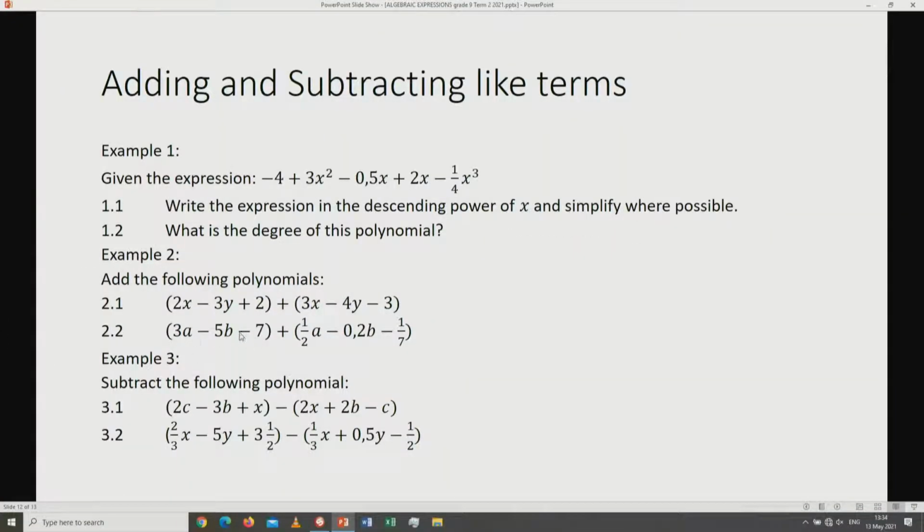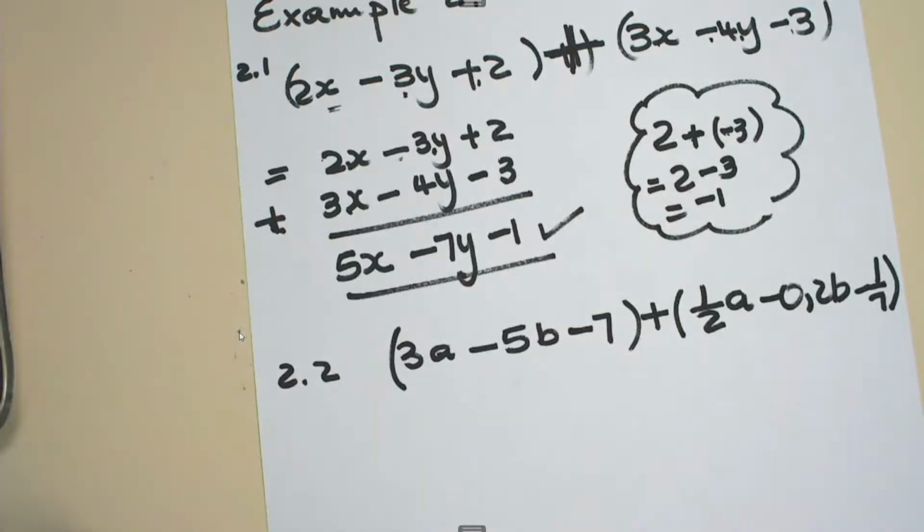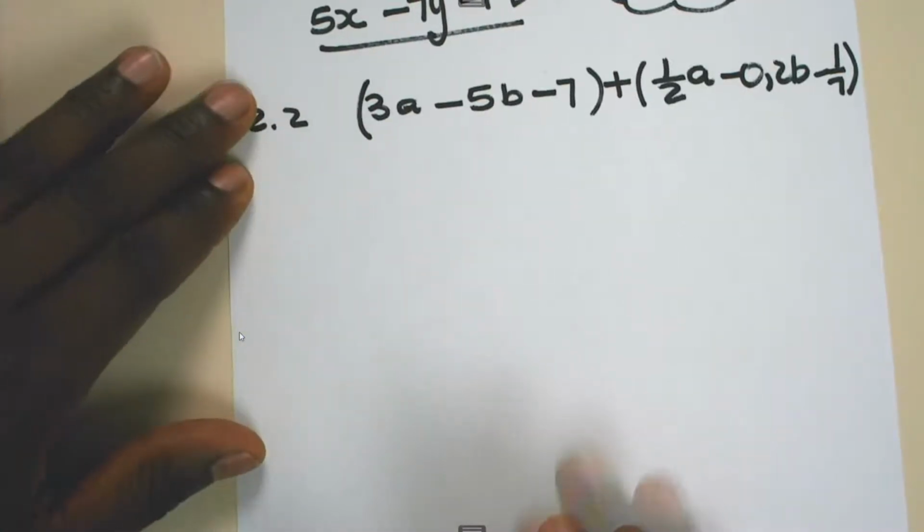Let's also add this one at 2.2. I'm also going to write it carefully. There is 3a minus 5b minus 7 added to half a minus 0,2b minus 1 out of 7. All right, let me show you what I've written there. There it is. So I'll be adding the two expressions.